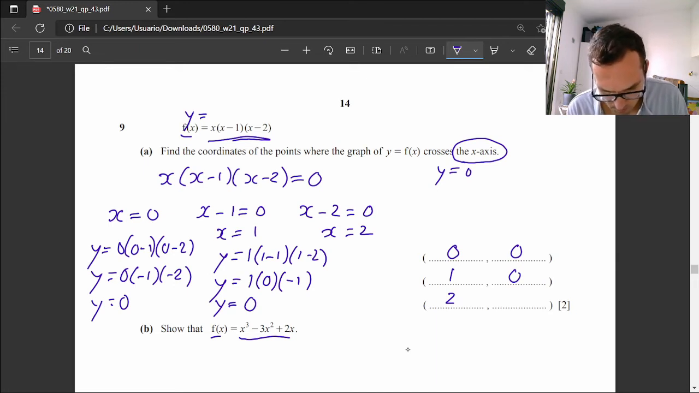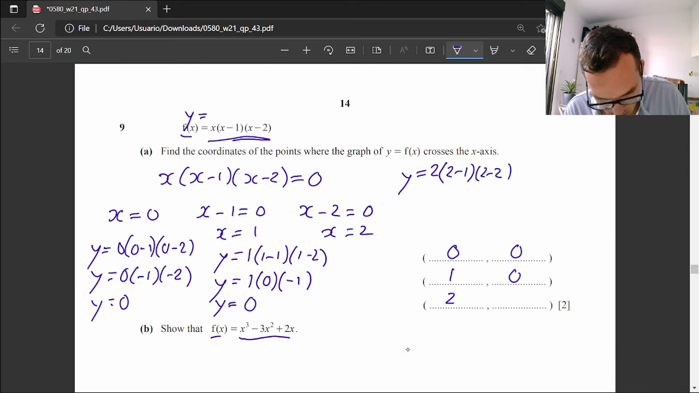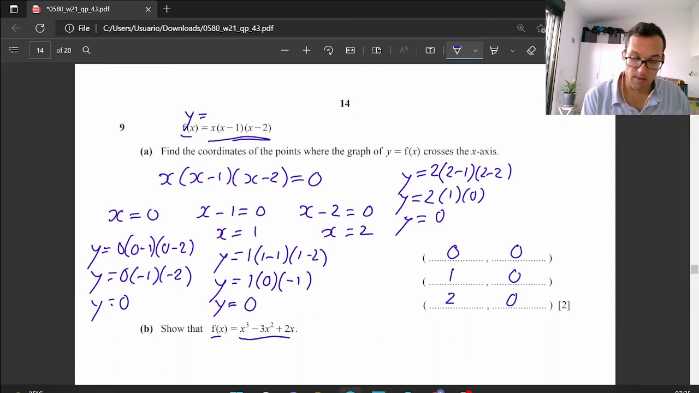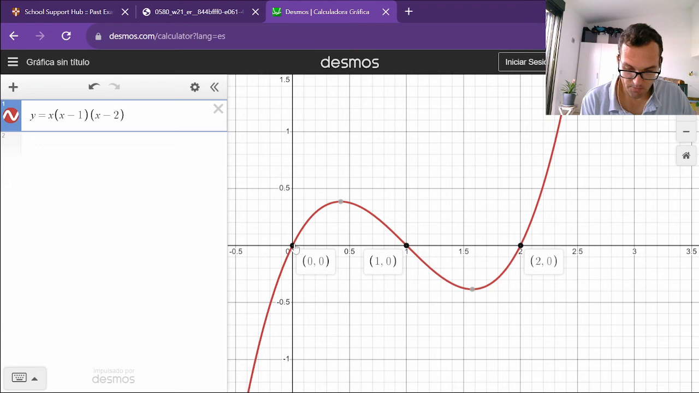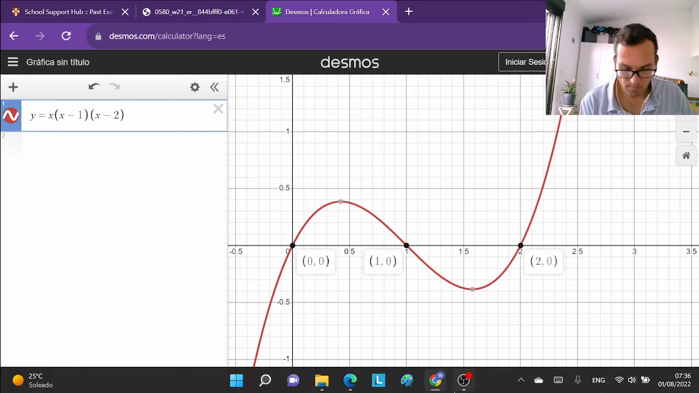And the last one, we get y2. Oh, I'm running out of space here, am I not? Let's do it over here. Okay, last one, y2, 2 minus 1, 2 minus 2, and again, it gives us a 0. Everything times 0 is 0. And that's the correct answer as I showed you before. Then you see 0, 0, 1, 0, and 2, 0. And we've done it.